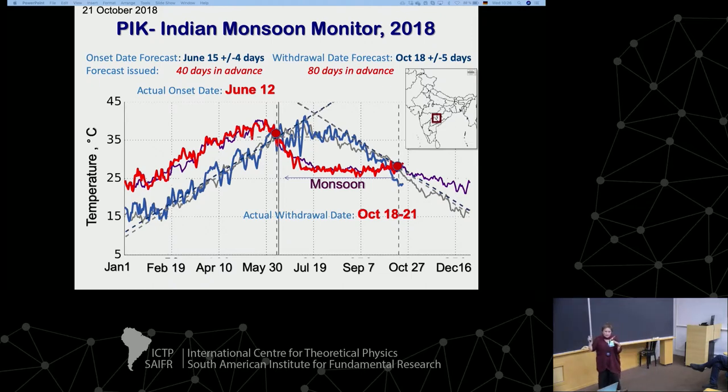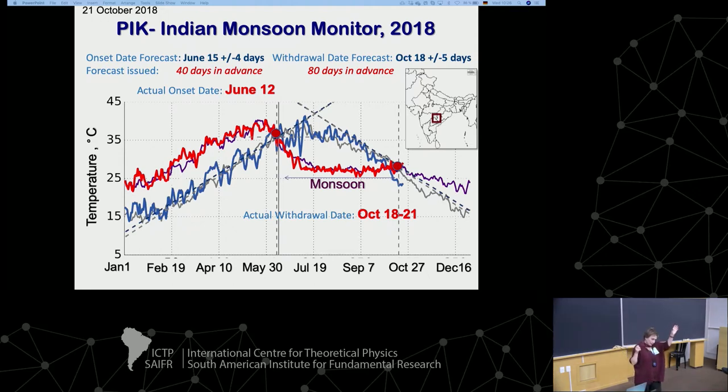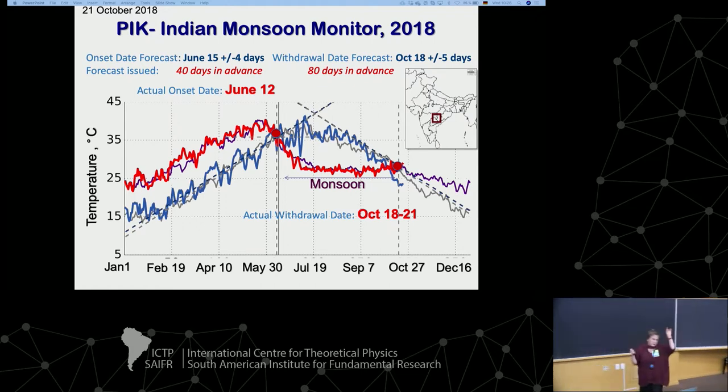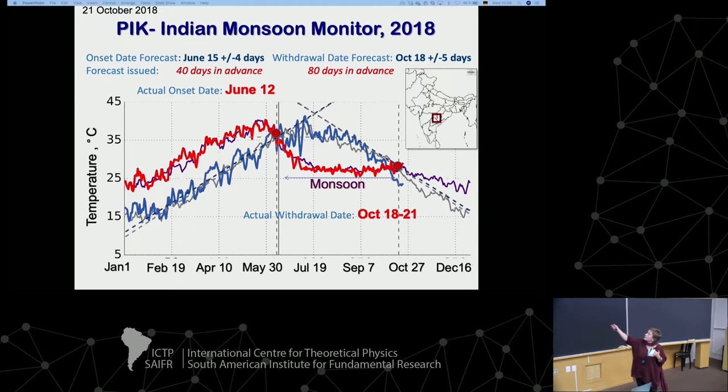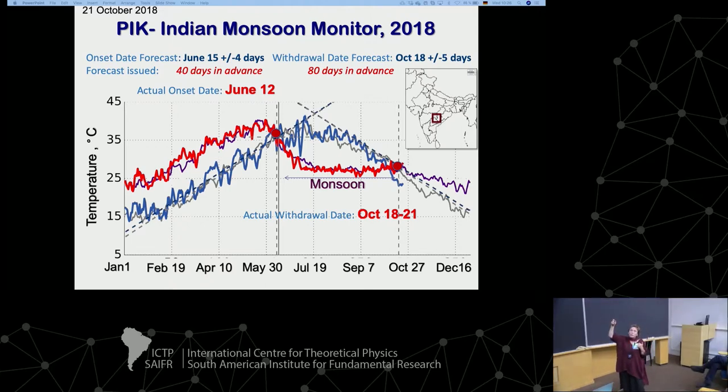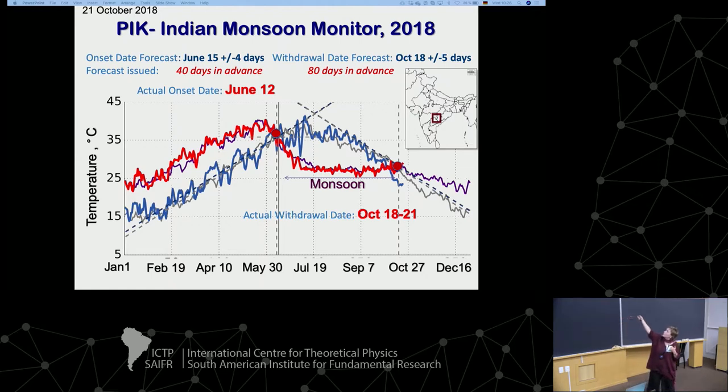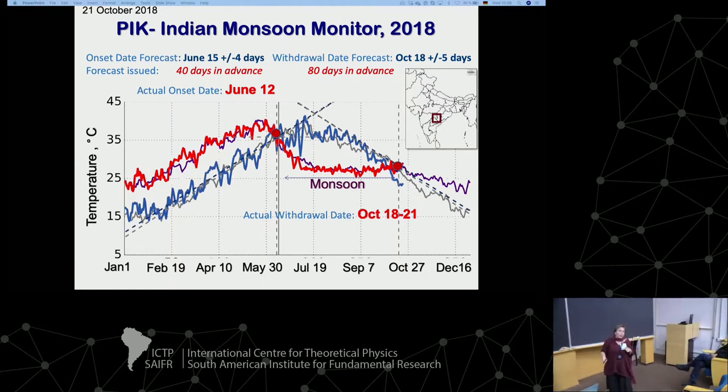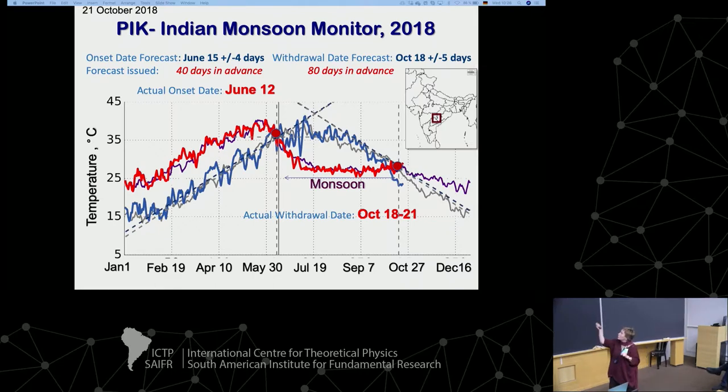40 days in advance. As you remember, the meteorological limit is 10 days. And IMD, Indian Meteorological Department, forecasts 2 weeks in advance. So I'm doing this 40 days in advance. And you can see that temperature in Eastern Ghats reached this critical threshold in the frame of the forecast. And then the withdrawal date, 80 days in advance. At the end of July, I predicted that monsoon withdrawal from the central part of India would be October 8th, plus minus 5 days. So it was also successful.